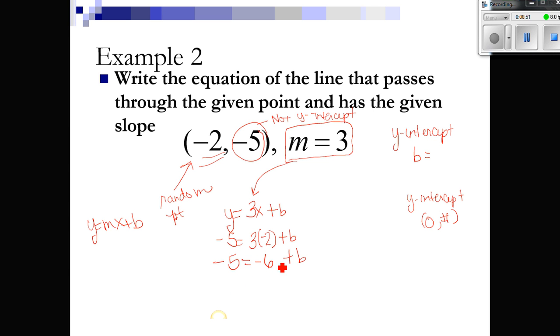3 times -2 is -6. Add 6 on both sides because it's being subtracted, and I get 1 equals B. Well, now that I know my B is 1 and my M is 3, I can tell you that the equation of this graph is y equals 3x plus 1.